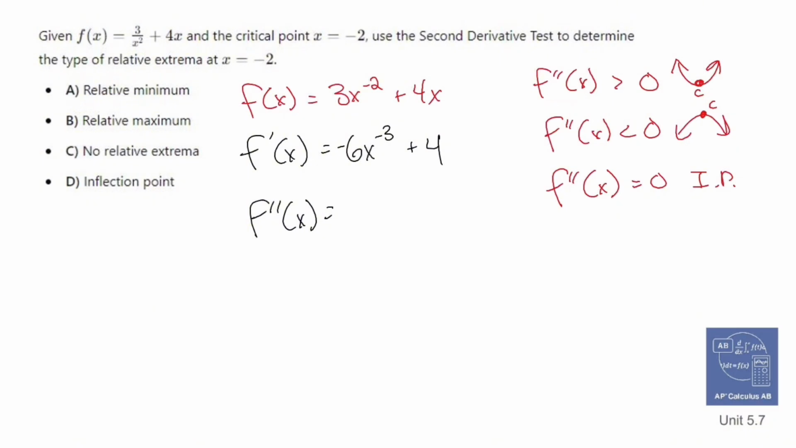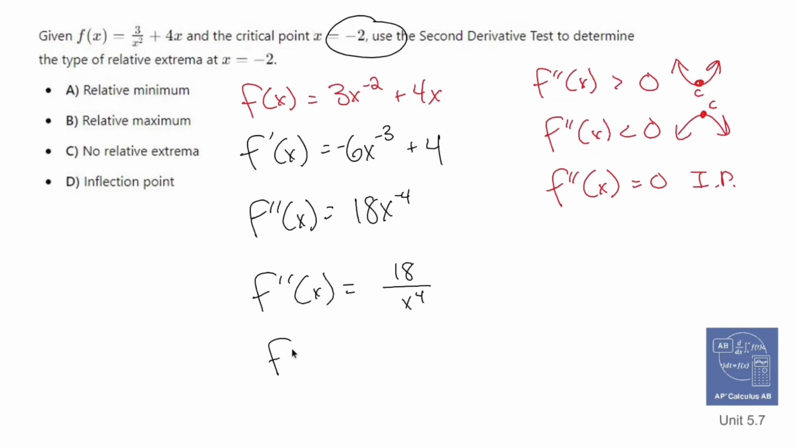That was a close one. Positive 18, x to the -4 plus nothing. So if I care about -2, then let me rewrite this out. F double prime of x equals 18 over x to the 4th. Plugging in -2 is going to be 18 over -2 to the 4th, which is 18 over -2 times -2 times -2 times -2, which is 16, a positive number. So since it's a positive number, we have something that's concave up, which means it's going to be a relative minimum.